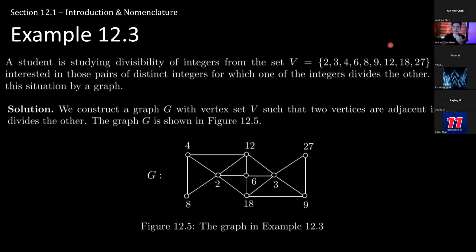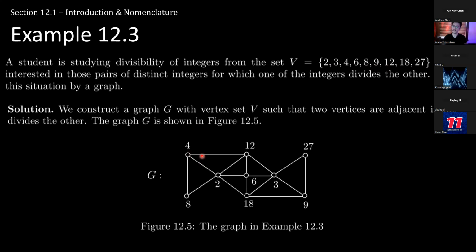Okay. Another one. A student is studying divisibility of integers from the set 2, 3, 4, 6, 8, 9, 12, 18, 27, and is interested in those pairs of distinct integers for which one of the integers divides the other. Model this situation by a graph. So in this case, we model the situation by representing the nodes as the integers, and then we draw an edge between them whenever one divides the other.